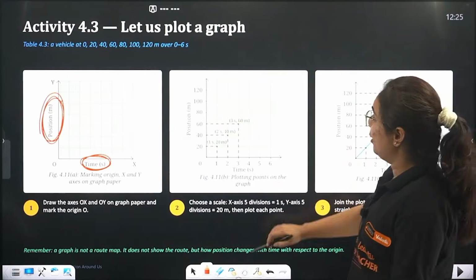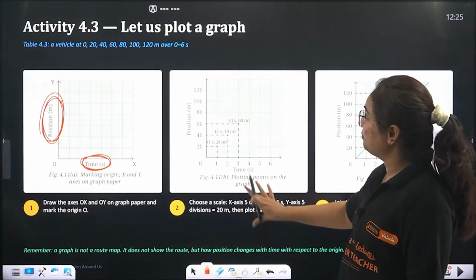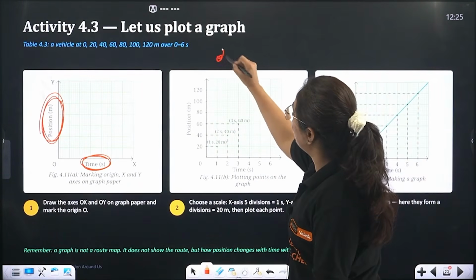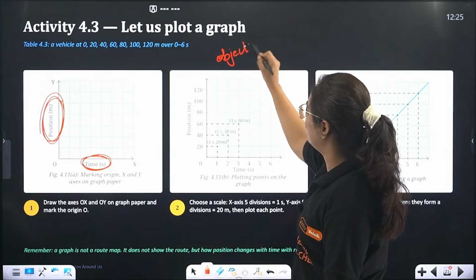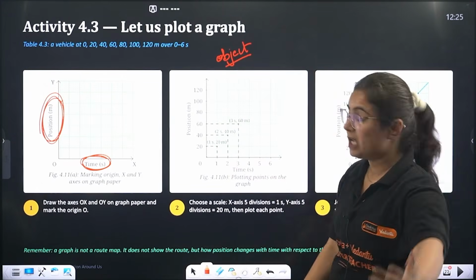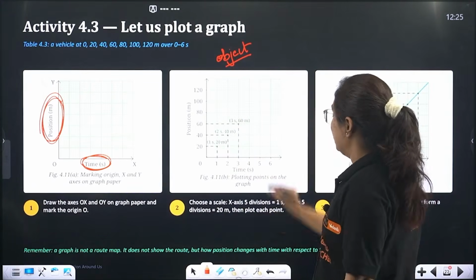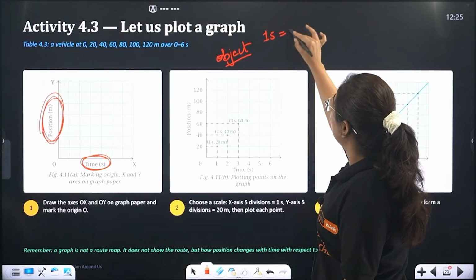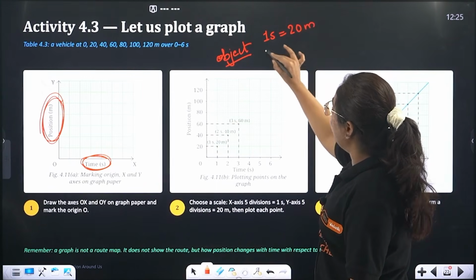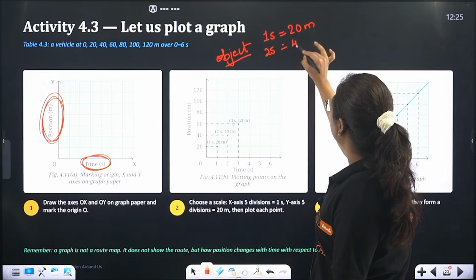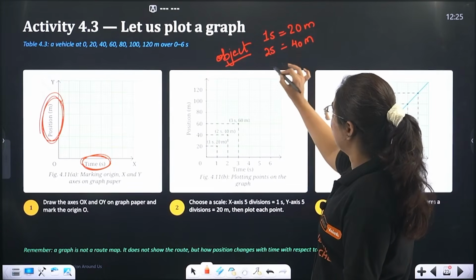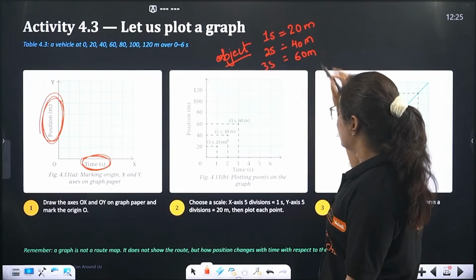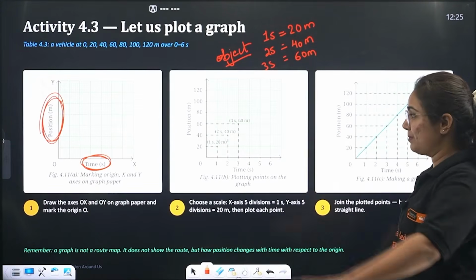Okay? Now, here one example is given about an object which is moving. The movement is such that in 1 second it covers how many meters, beta? 20 meters. In 2 seconds it covers how many meters? 40 meters. Then in 3 seconds it covers 60 meters. So how are we going to mark this, beta?